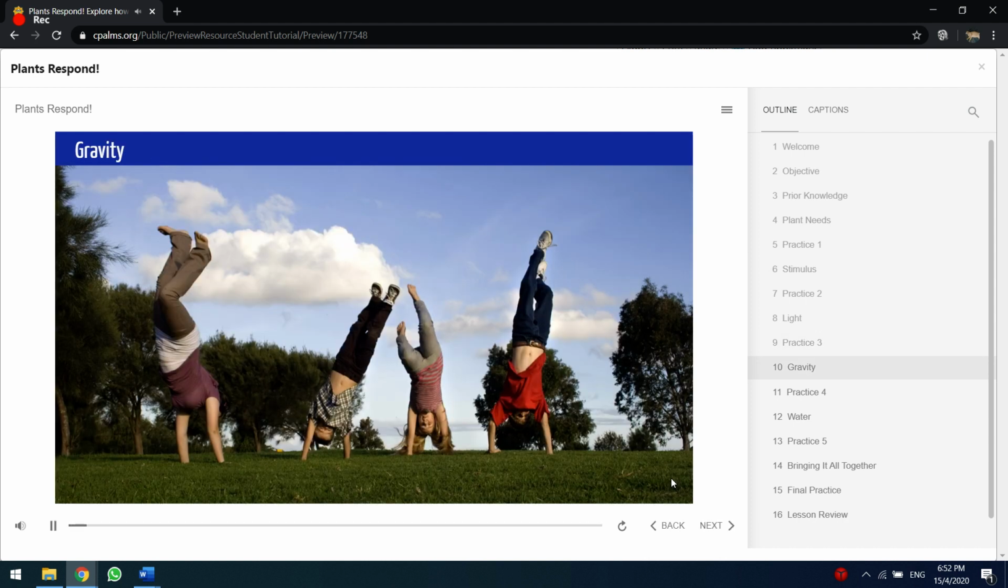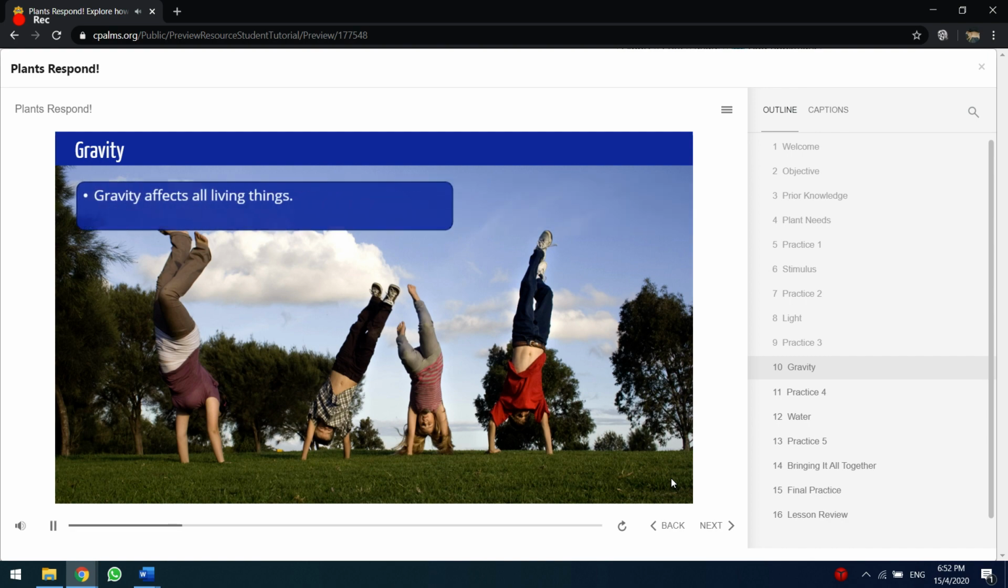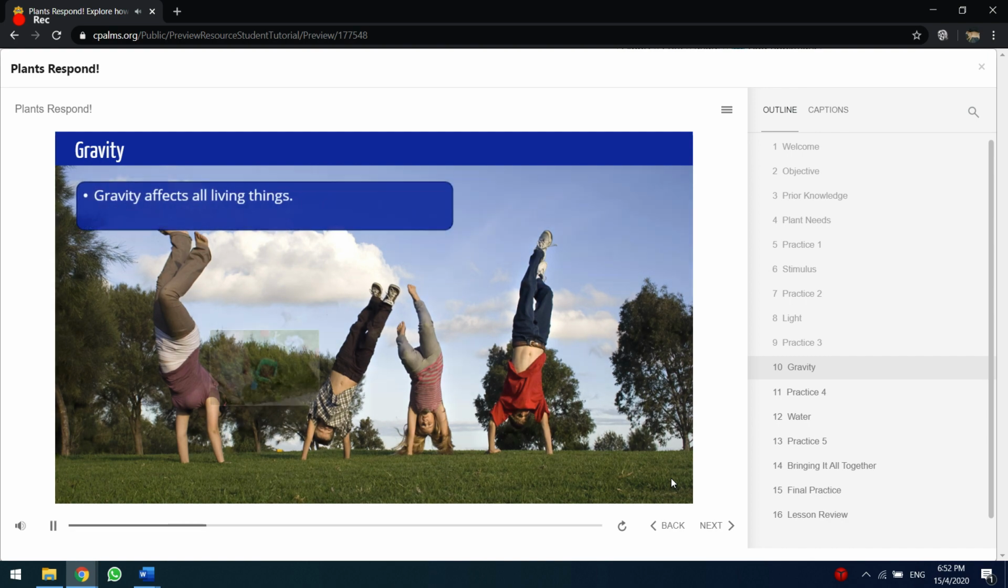When you're playing with your friends, do you ever try to stand on your head? When you're upside down, even if your eyes are closed, you still know you're upside down because of gravity. Gravity affects all living things.